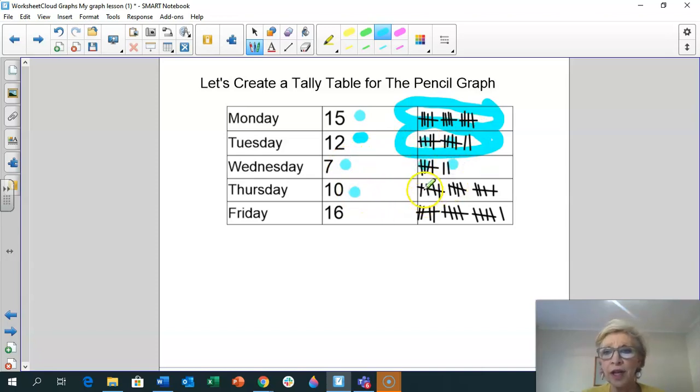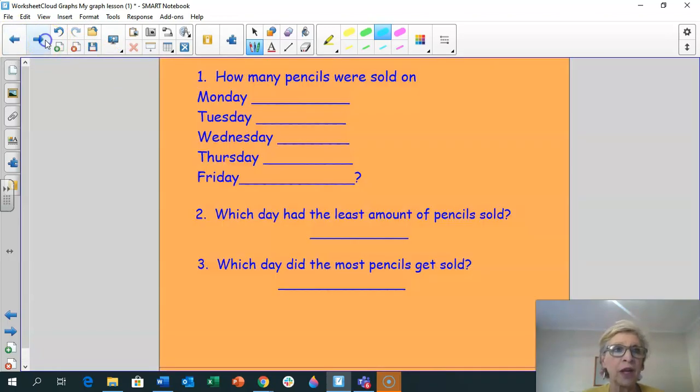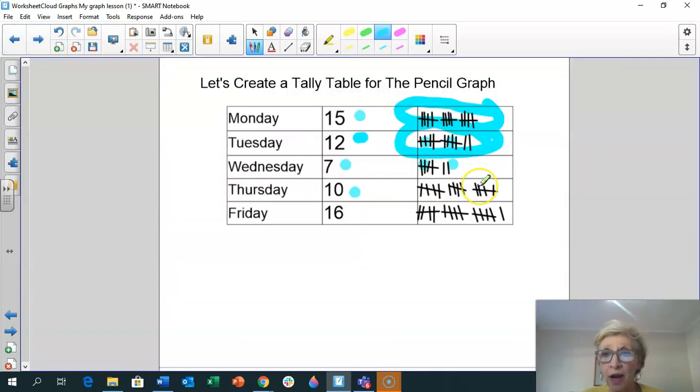10 on Thursday. Whoa, I've made a mistake. What have I done here? I made it 15. Is it 15? Let's see if I made a mistake. No, it's 10. So that tally is wrong. I'm going to have to cross that one out. It's 10. And Friday is 16. So we're going to go 5, 10, 15, and the little one at the end is 16.